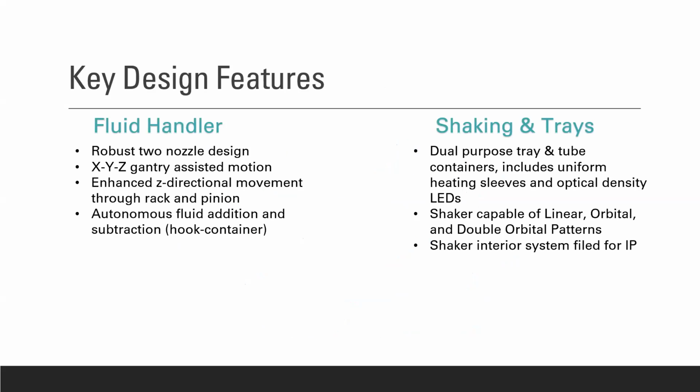Our key design features that our group has noted were our fluid handling subsystem and our shaking and trays subsystems. Our fluid handler, as I previously described, has 2 nozzles, an XYZ gantry for assisted motion, an enhanced Z directional movement with a rack and pinion device to allow the device to go even further down into the system. And we also have autonomous fluid addition and subtraction with a hook to open the container to allow for this autonomous motion. And our shaker and tray system has uniform heating sleeves and optical density LEDs included within the capsule.